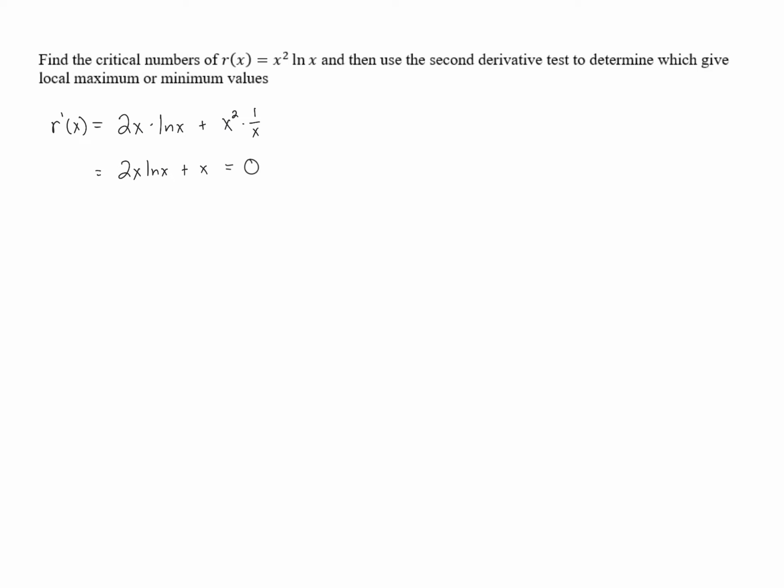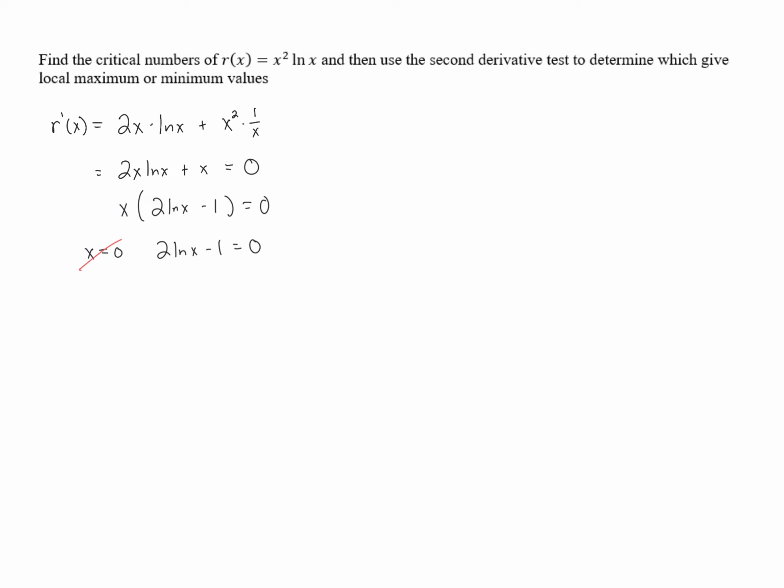We can factor out an x here. So this is going to be x times 2 ln of x minus 1 equals 0. And if we set these equal to 0, the first one we get, x equals 0, is not going to give us a critical number because it is not a part of the domain of our original function. So we can throw that out.